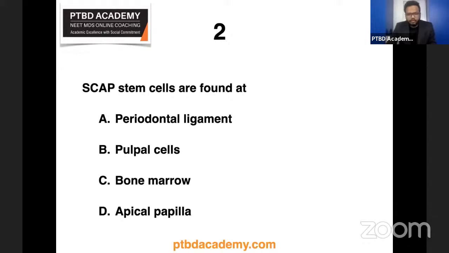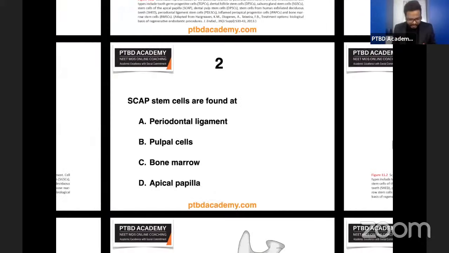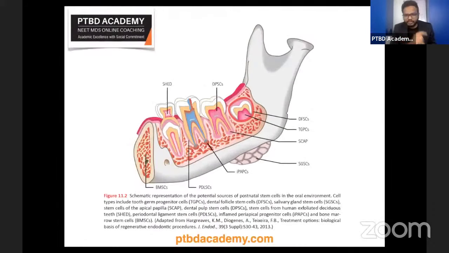So now you can see the illustration. I'm going to show you the illustration, but before that, as almost every one of you rightly answered, stem cells of apical papilla are found at the apical papilla. Option D is the right answer. Fantastic. So look into this illustration.